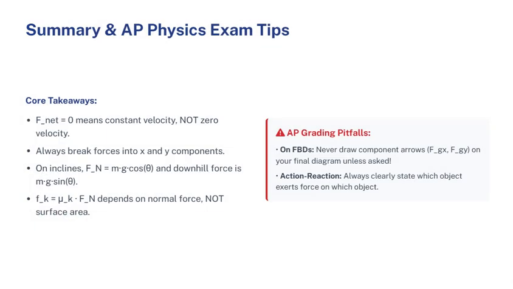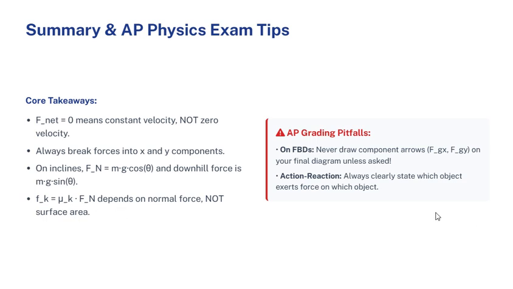Okay, so summaries. When F_net is zero, it means constant velocity, not zero velocity. So that means it's still moving. Always break forces into x and y components, like F_gx and F_gy. And on inclines, the normal force is mg cosine theta, and the downhill force is mg sine theta. And friction depends on the normal force. I feel like some people might say the net force, but it's actually the normal force.